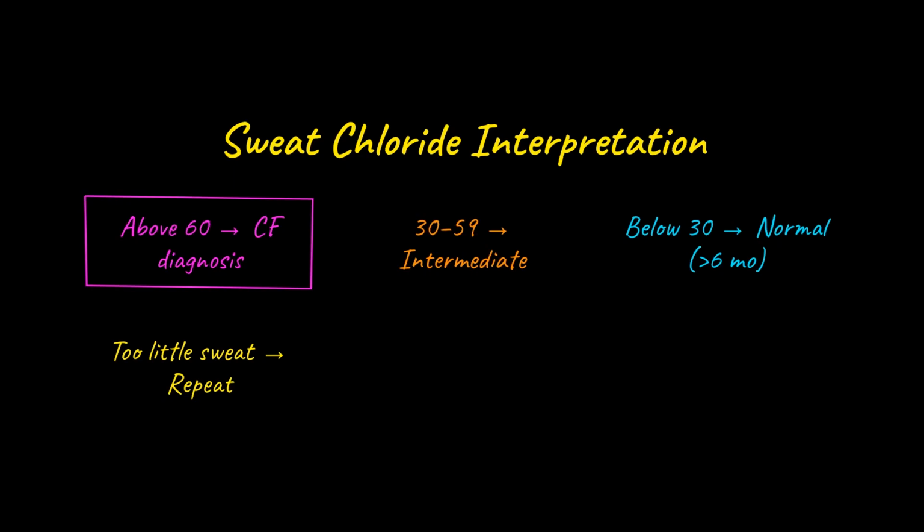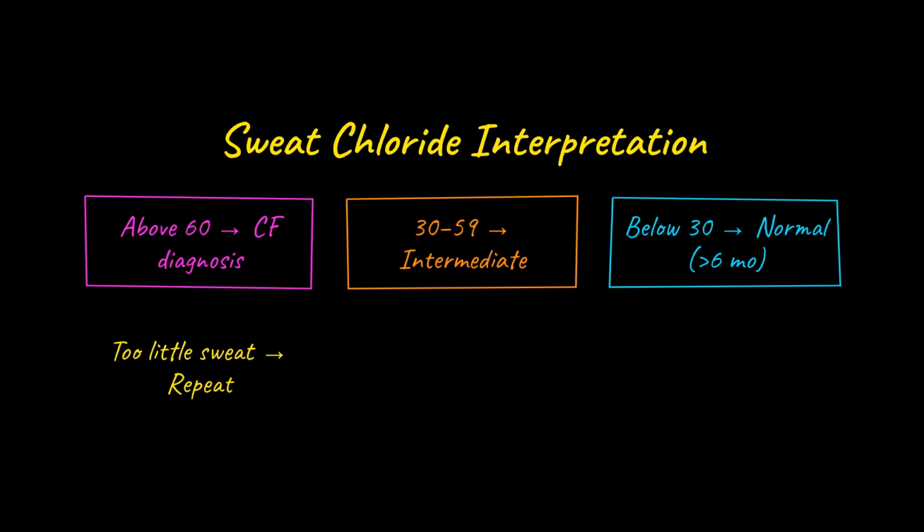Interpreting the result depends on the chloride concentration. Values above 60 millimoles per liter on 2 occasions support a CF diagnosis. Values between 30 and 59 require further evaluation, often genetic testing. Values below 30 are normal, and if the collected volume is inadequate, the test must be repeated rather than interpreted from insufficient material.